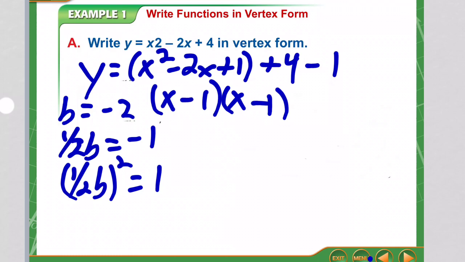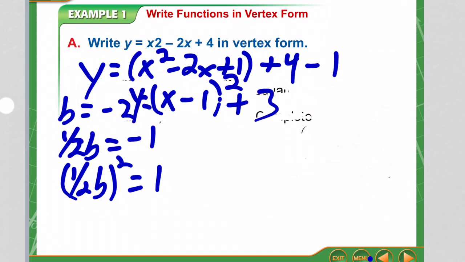Well, what we're going to do, instead of writing the x minus 1 twice, if you remember in vertex form, we had the square on the outside of it. So instead of having that, we're just going to go ahead and put a square on that parentheses. Then we're going to go ahead and combine the plus 4 and the minus 1, which would give me a plus 3, and this is now in vertex form.